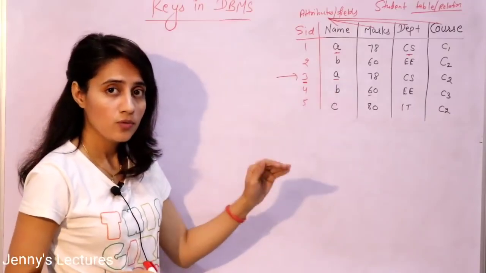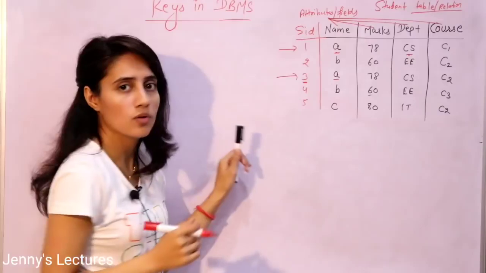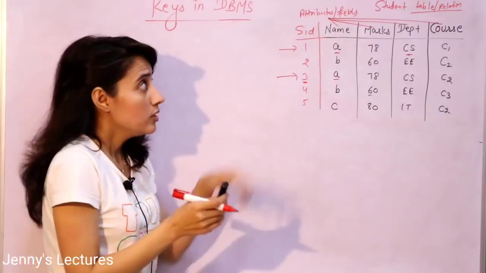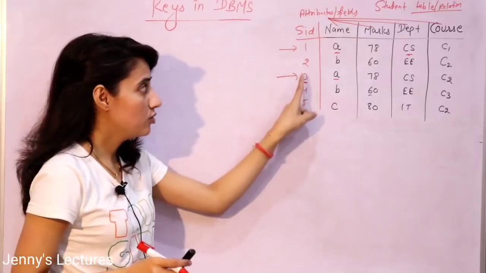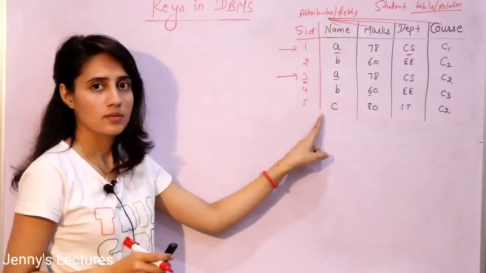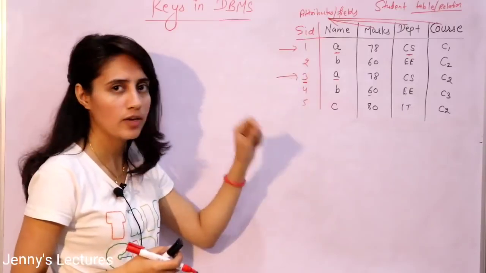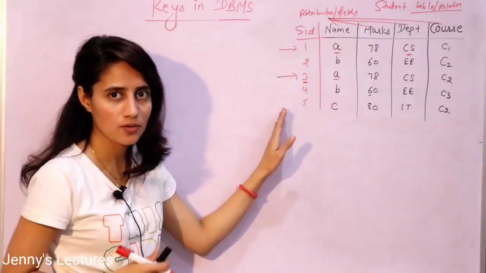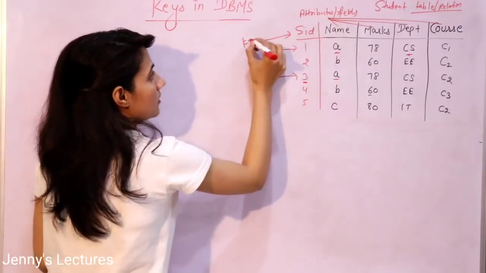Now, if I want to fetch according to SID 1, then definitely I am going to fetch this record. So using SID, I can uniquely identify each record in this table. This is a very small example. I am taking only 5 values, meaning 5 tuples, right? So here you can say SID is a key.